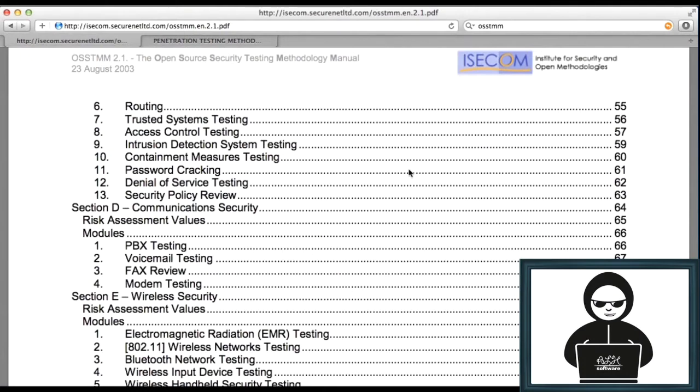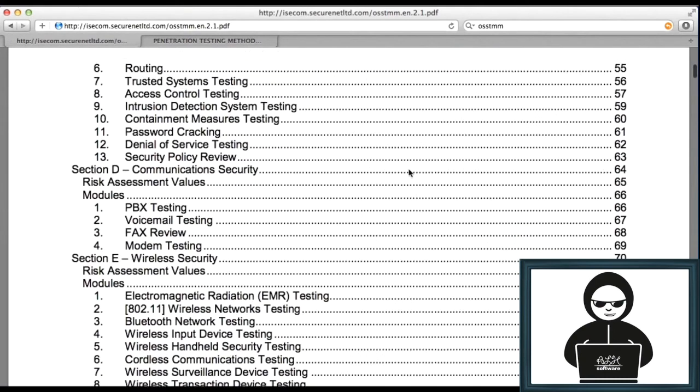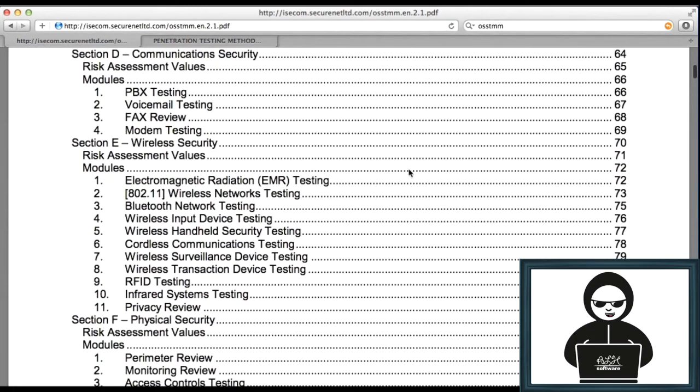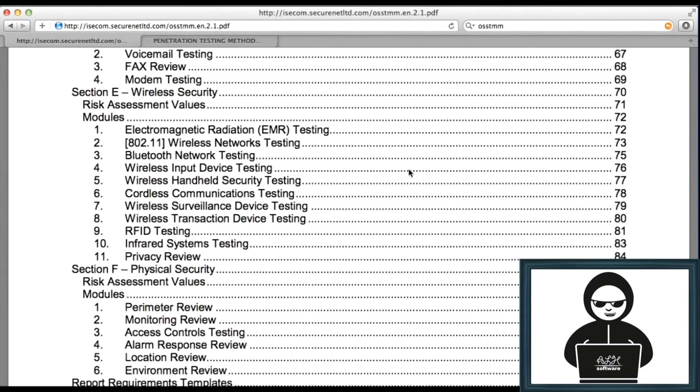And we get into communication security, where we're dealing with PBX testing and voicemail testing, and possibly a fax review, as well as looking at modems. There's a section for wireless security, and we talk about the different types of wireless networks, including Bluetooth, and wireless input devices, and handheld security, cordless communications, and there's also sections for RFID and infrared systems testing. So as you can see, there's a pretty detailed and comprehensive amount of information in this particular methodology document. They take a lot of things into consideration.